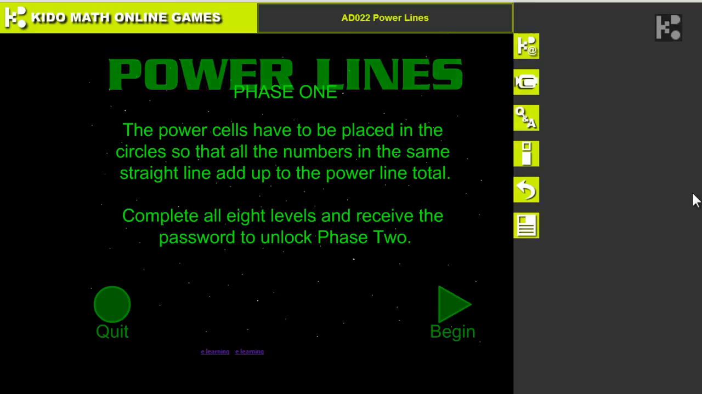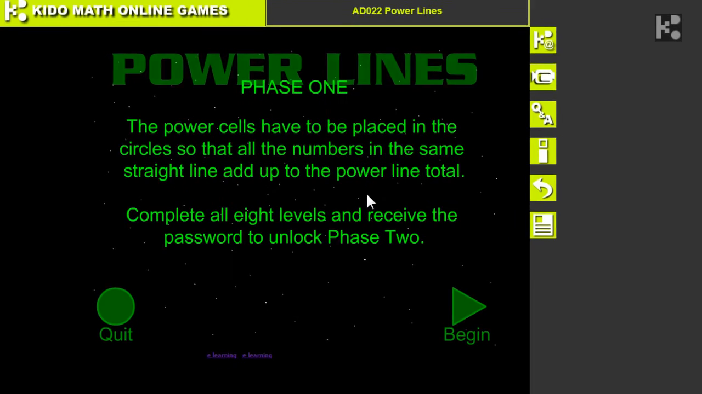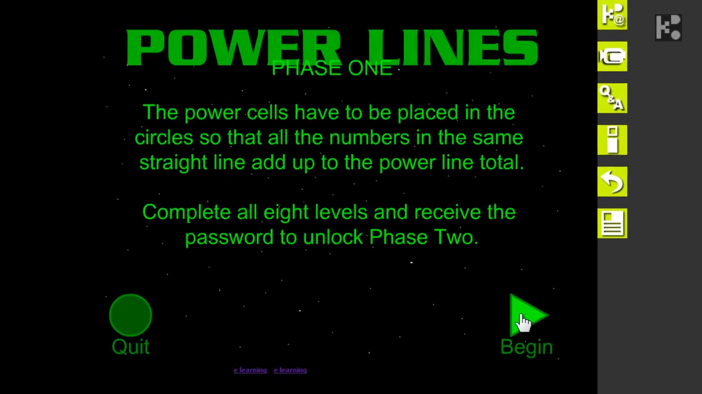The nines with power. The power shells have to be placed in the circle so that all the numbers in the same straight line add up to the power nine total. Complete all 8 levels and receive the password to unlock phase 2. Okay, let's start.